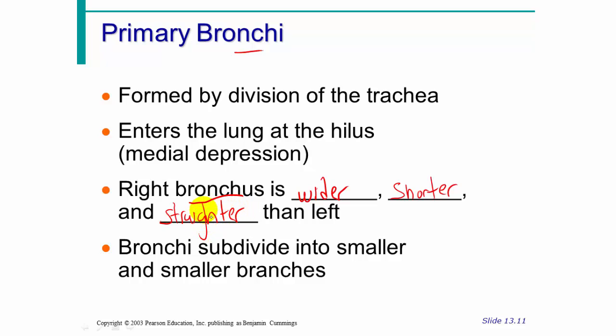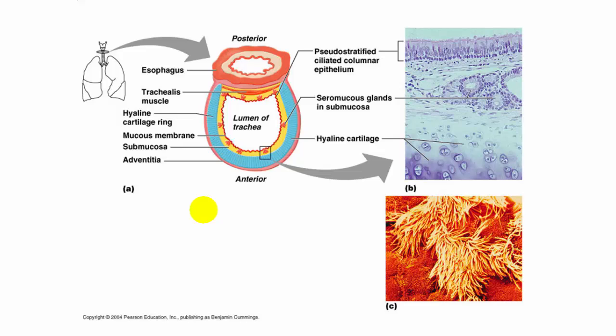Straighter. And why this is important is that because it's wider, shorter, and straighter, it's easier for things to get caught here. So when people choke on food or a coin, sometimes children put a coin in their mouth and it goes down into their trachea, into their bronchi, it usually gets stuck in the right bronchus because it's easier for it to find its way here. The bronchi now are going to subdivide into smaller and smaller branches. So before we get into that, let's go back and take a look at the trachea.